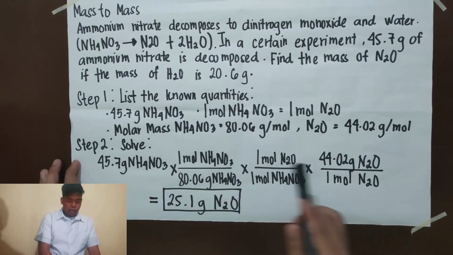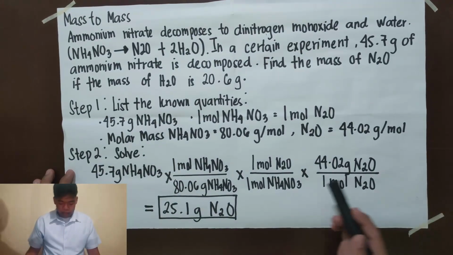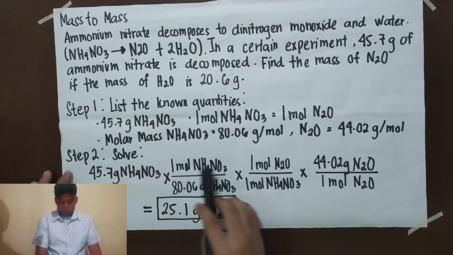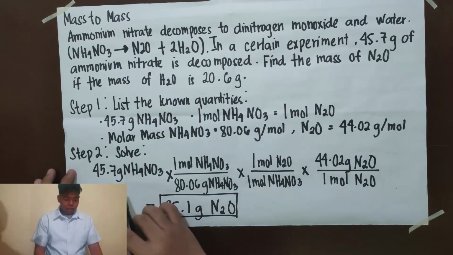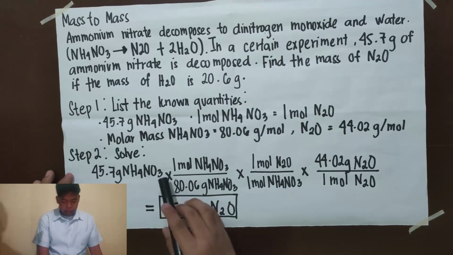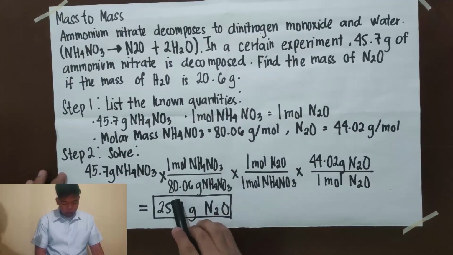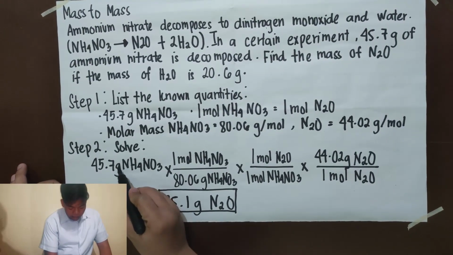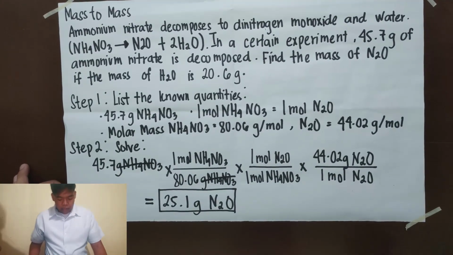The last one, just like they have mentioned earlier, mass to mass is a 3-step process. The first one is mass to mole, the second one is mole to mole, and the last one is mole to mass. So we have here 45.7 grams of ammonium nitrate times 1 mole of ammonium nitrate over 80.06 grams ammonium nitrate. So we can cancel the grams of ammonium nitrate to get the moles of ammonium nitrate.